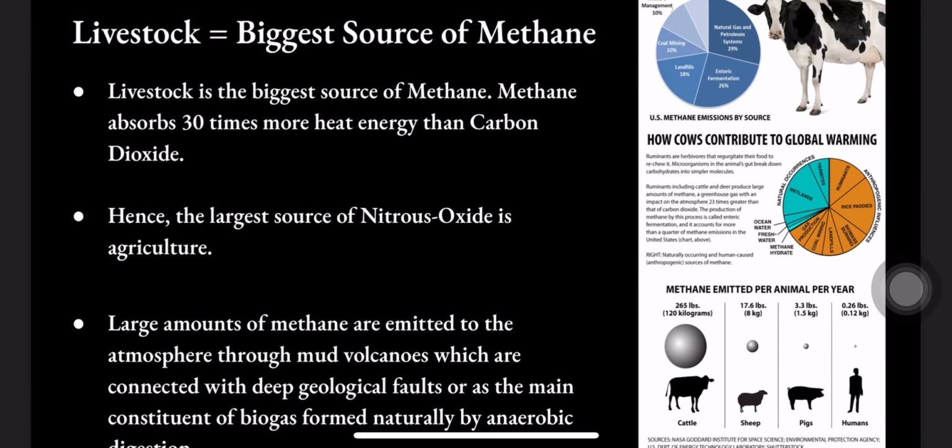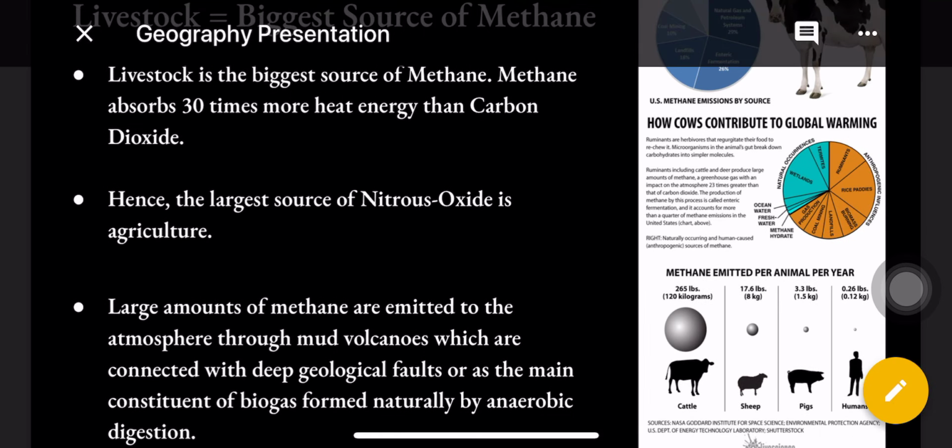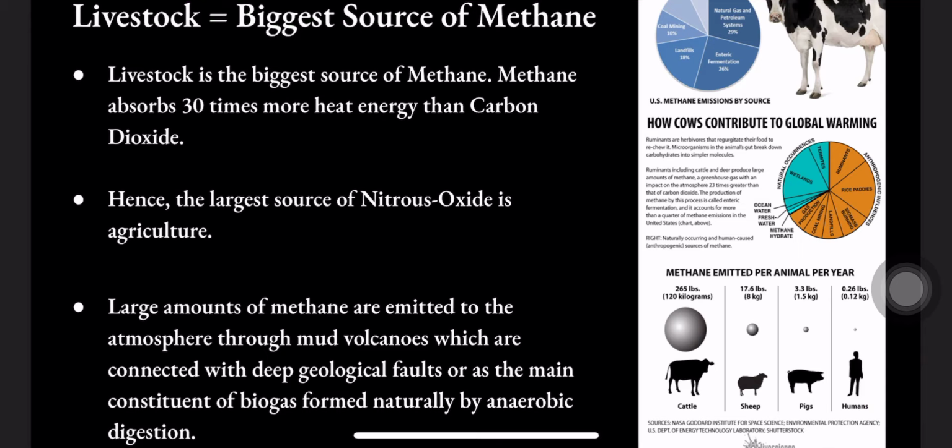Livestock is the biggest source of methane. Methane absorbs 30 times more heat than carbon dioxide. Hence, the largest source of nitrous oxide is agriculture. Large amounts of methane are emitted to the atmosphere through volcanoes, which are connected with deep geological faults, and as the main constituent of biogas formed naturally by anaerobic digestion.